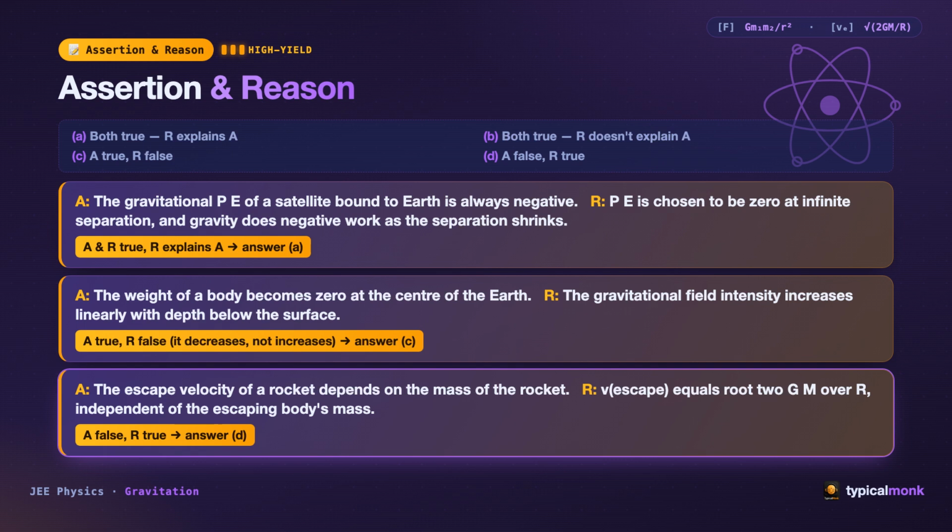Third one. Assertion. The escape velocity of a rocket depends on the mass of the rocket. Reason. Escape velocity equals the square root of 2GM/R, a formula with no trace of the escaping body's mass in it. Check the reason first. Completely true. The formula truly has no mass of the rocket in it. Now the assertion. Since the formula has no such mass term, escape velocity cannot depend on it, so the assertion is false. Assertion false. Reason true, option D.